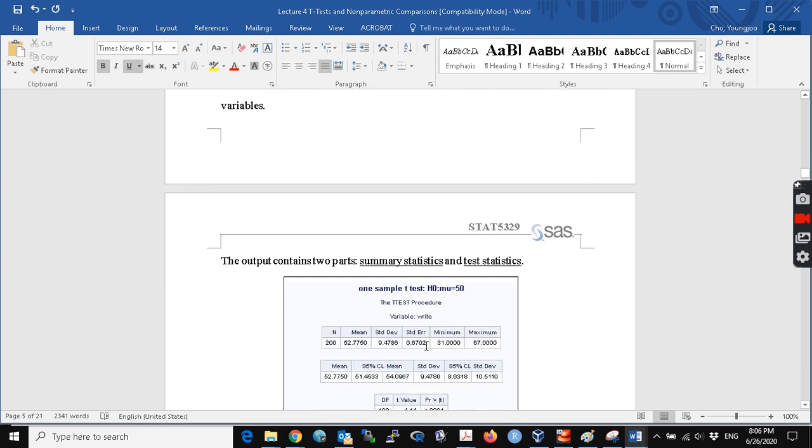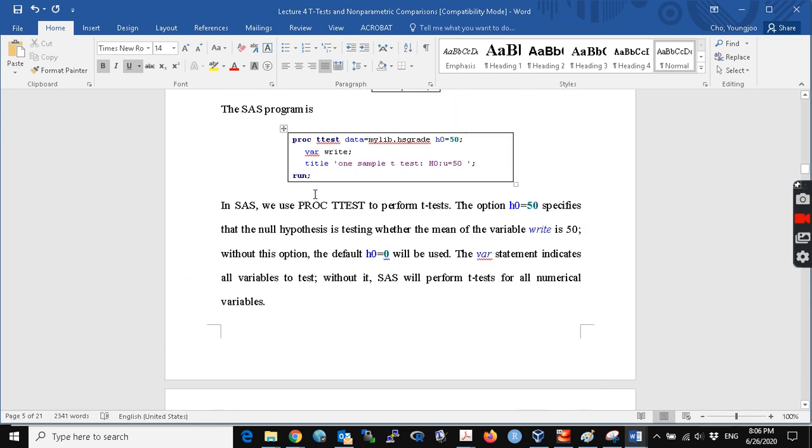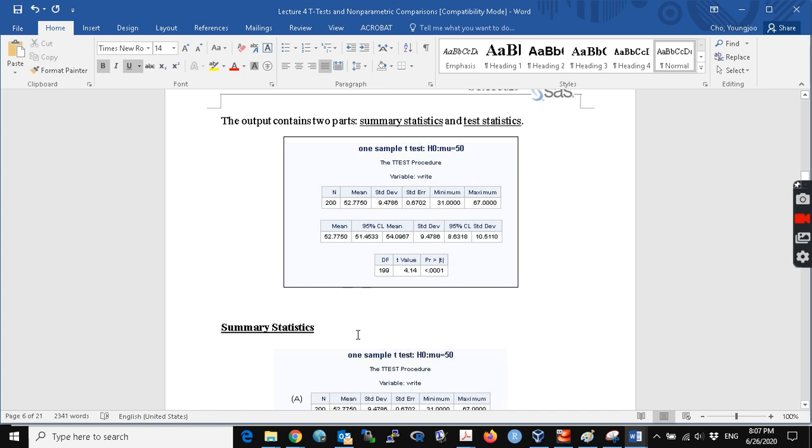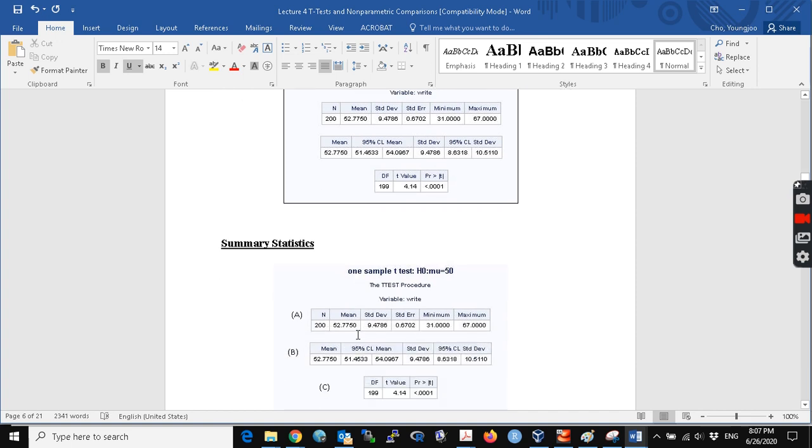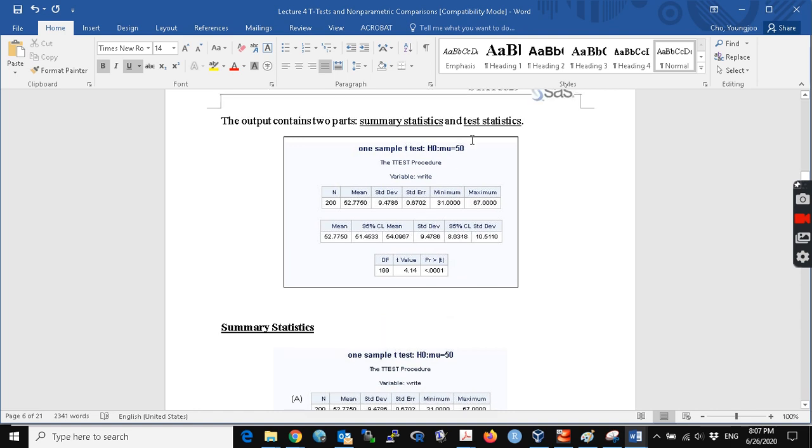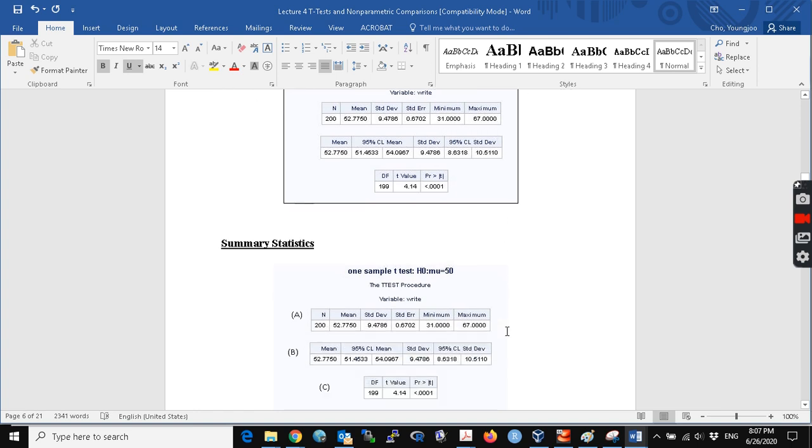This VAR statement means that we only do it for write, and if you do not specify it, then SAS will perform the t-test for all numerical variables. So this is the summary statistics and test statistics. If you run the t-test, you get summary statistics and test statistics.